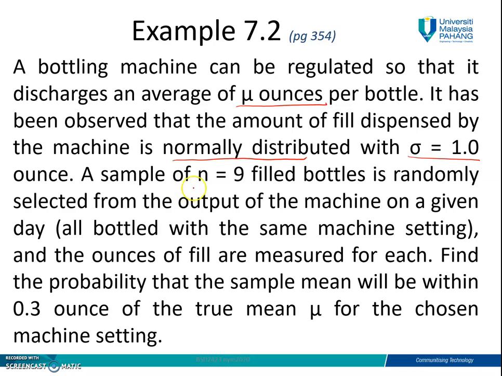A sample of n equal to 9 bottles is randomly selected from the output of the machine on a given day, all bottles with the same machine setting. The ounces of fill are measured for each. The question asks you to find the probability that the sample mean will be within 0.3 ounce of the true mean mu for the chosen machine setting. So they ask you to find the probability for the sample mean, which will be y bar.